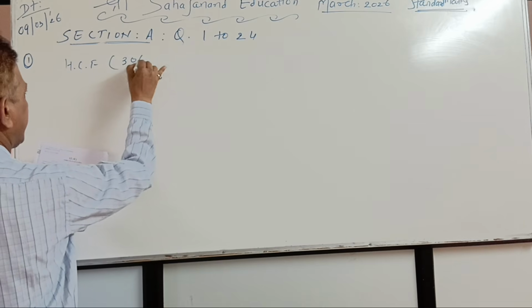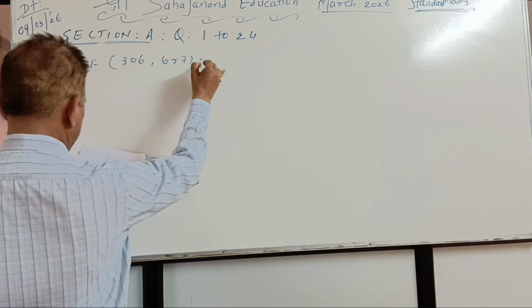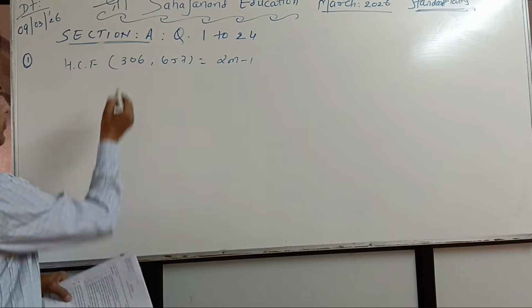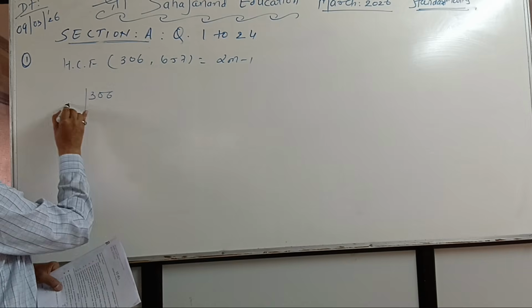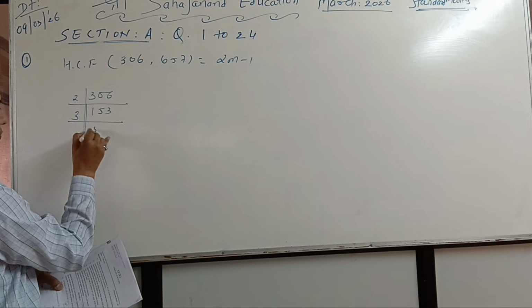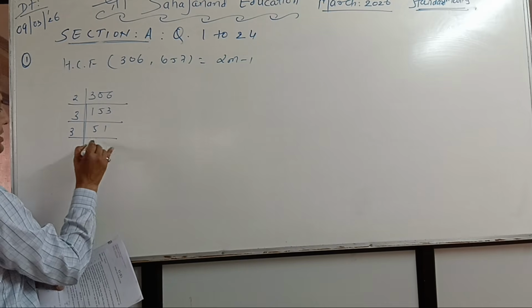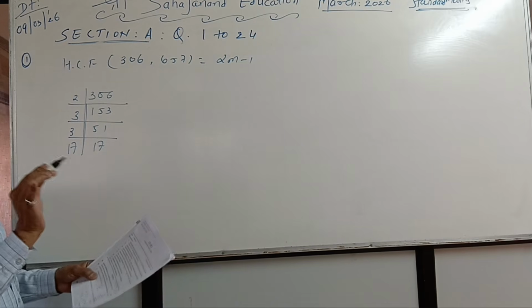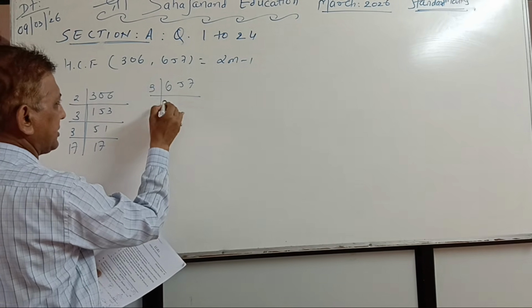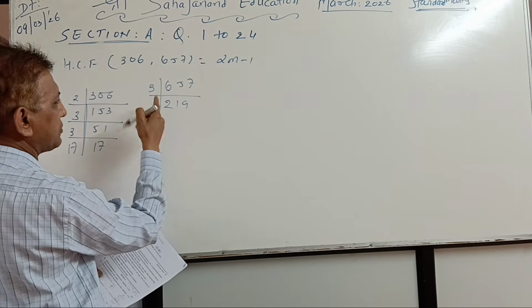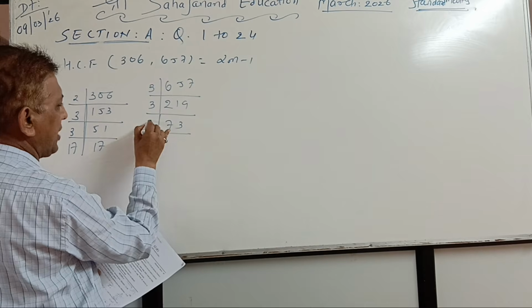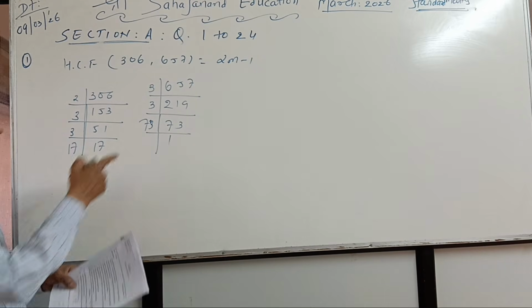HCF of 306 and 657 is 2m minus 1. Now find the value of m. First we do prime factorization. 306 divided by 2 is 153, right? Then 3 into 51, 3 into 17, so 306 is 2 times 3 times 3 times 17. Then 657 divided by 3 is 219, then 73, then 1. 73 is a prime number.